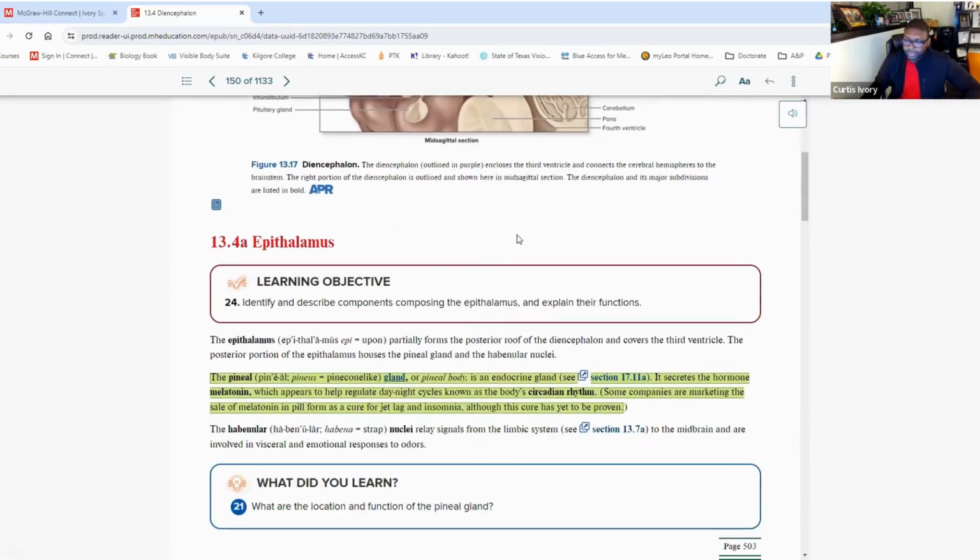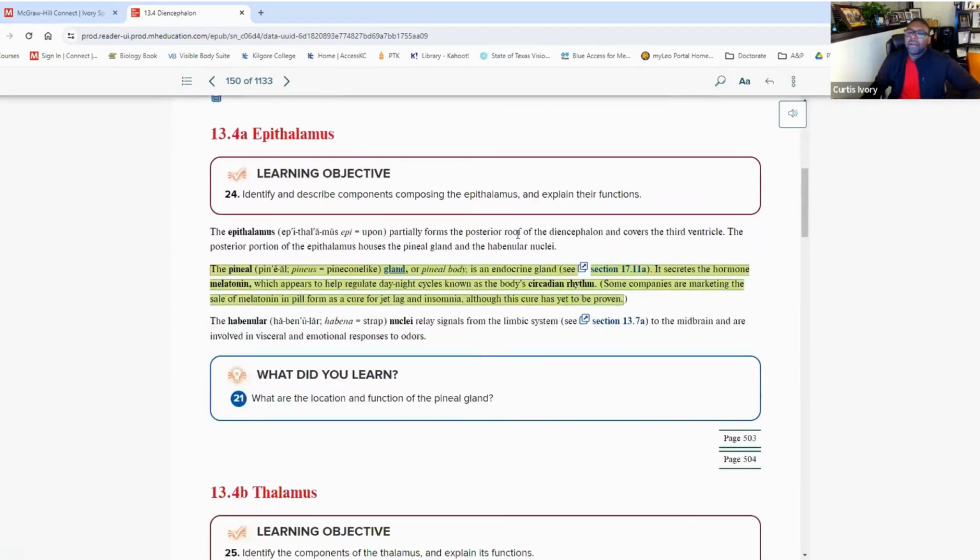Now, however, and this is kind of controversial, medicines or melatonin, like in gummy melatonins or pill melatonins, those don't really have any validity. So here in the book, it says some companies are marketing the sale of melatonin in a pill form to cure jet lag, insomnia. However, this is yet to be proven.